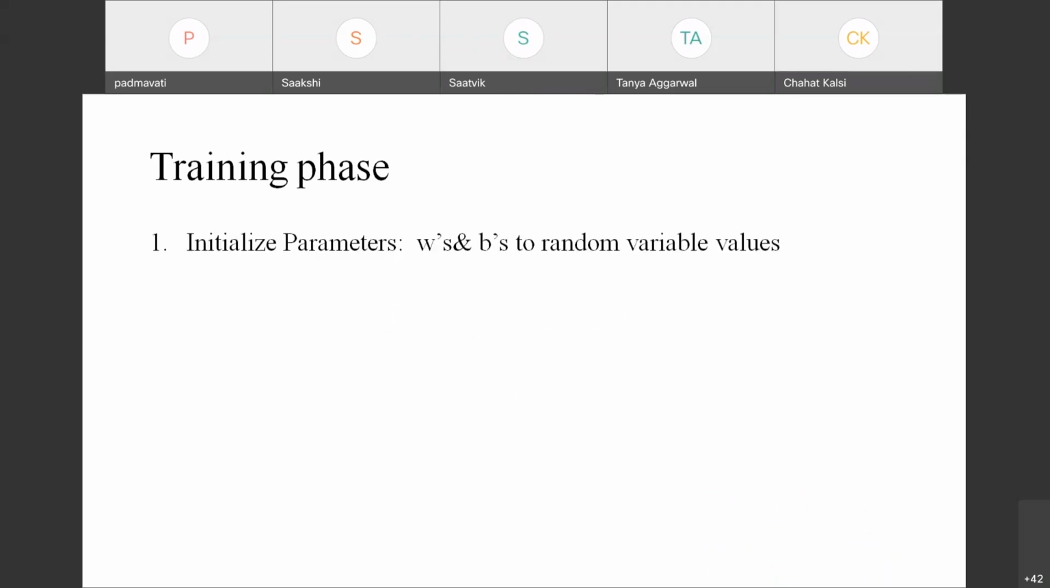What is training phase? During training phase, we do not know exact values of the parameters. What we have in our hand is the set of samples, right? As we are doing supervised learning, I do have data points, x_i, different x_i's, and corresponding labels in terms of y_i, correct?